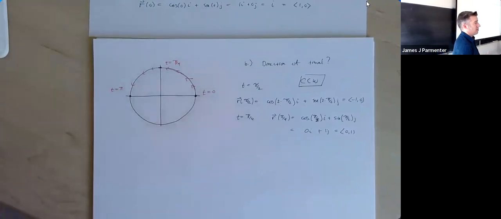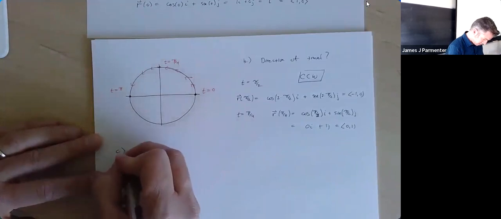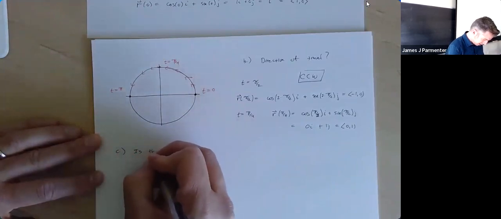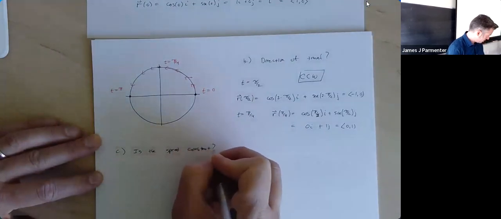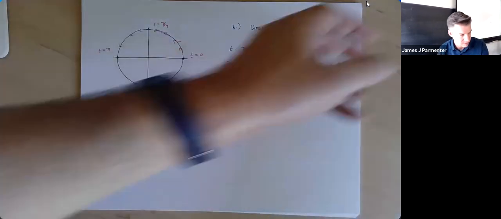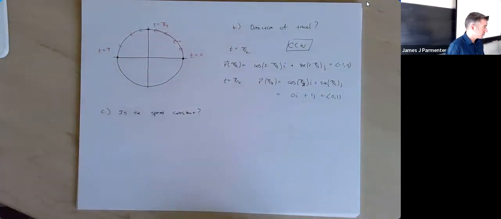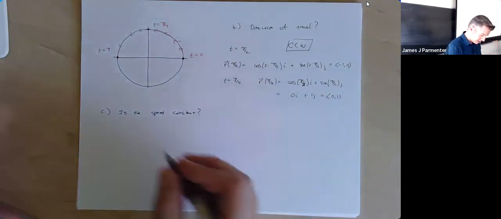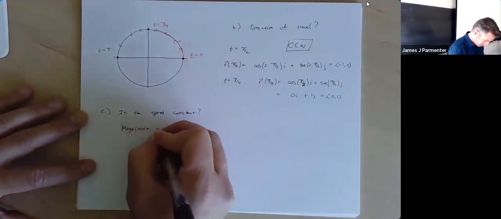There are lots of ways to parameterize the circle, so you can go whichever direction you want. It's typical to go counterclockwise though. What about the speed? Is the speed constant? Well, the better question is, how do you calculate the speed of a vector valued function, a particle moving with position r of t? Exactly. Speed is the magnitude of velocity.